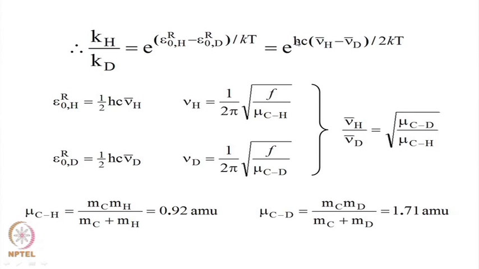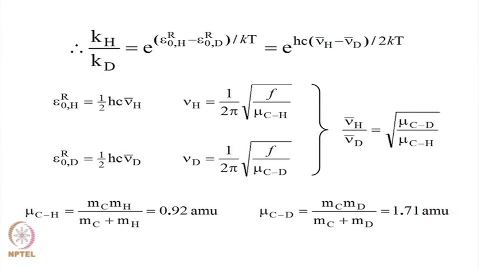Okay, so e to the power HC into nu H minus nu D divided by 2 kT, because of this one half HC nu bar. Okay, because E0 H is half HC nu bar, and you can get this number if you consult any standard quantum chemistry textbook under harmonic oscillator. Okay, so it is an exactly solvable model. If you consult any standard quantum mechanics or quantum chemistry text, you will find that it is half HC nu bar. Okay, it is the zero point energy.